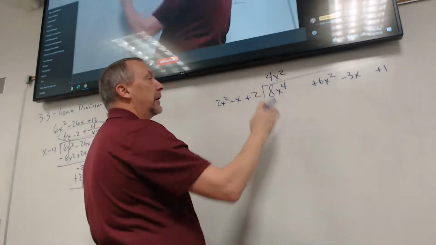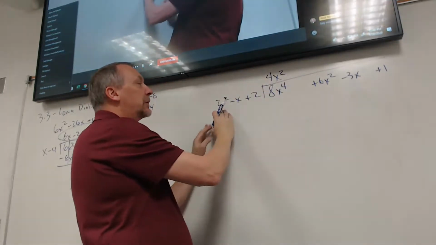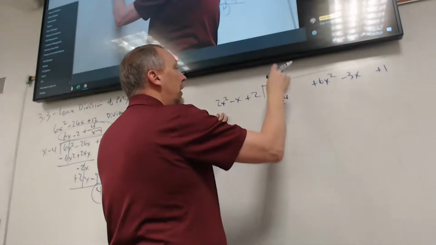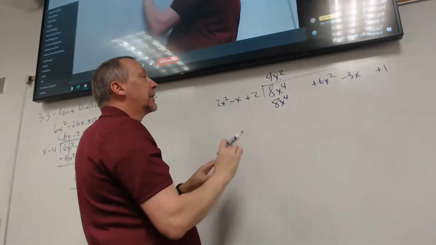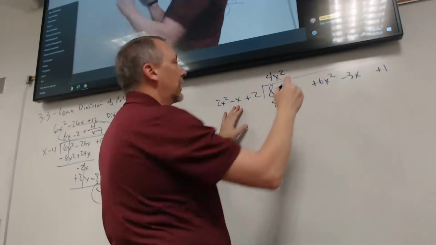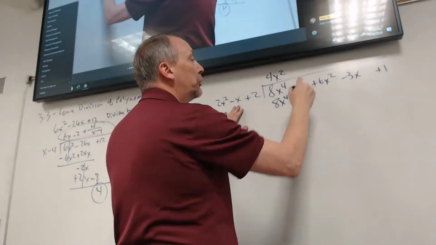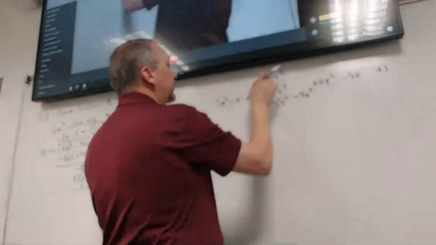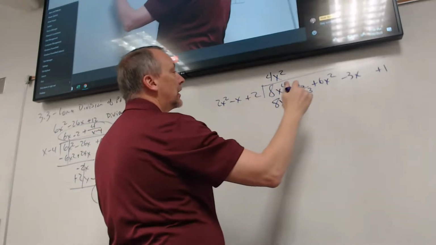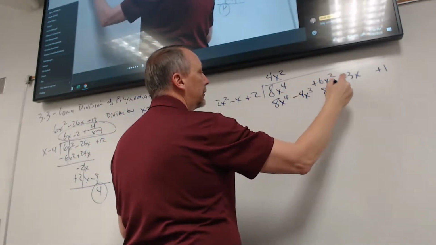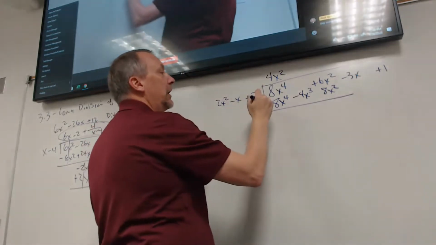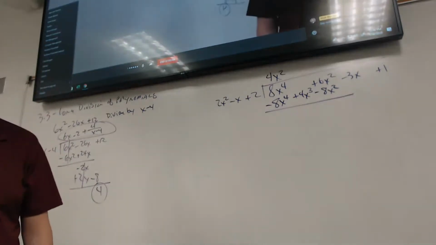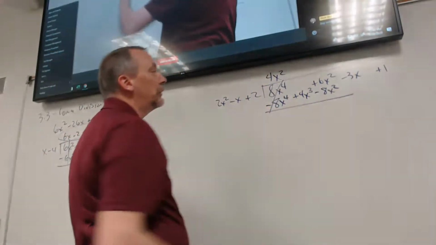4x squared, that's correct. 4x squared times 2x squared is 8x to the 4th. 4x squared times negative x is negative 4x cubed. You can see why I left myself a gap there, right? 4x squared times 2 is 8x squared. And now I'm going to subtract, so change all your signs. It'll make your life a whole lot easier if you change your signs at this step. That's going to go away.